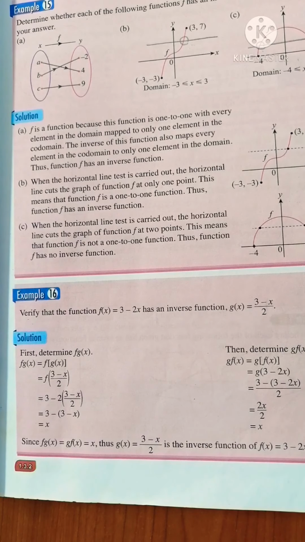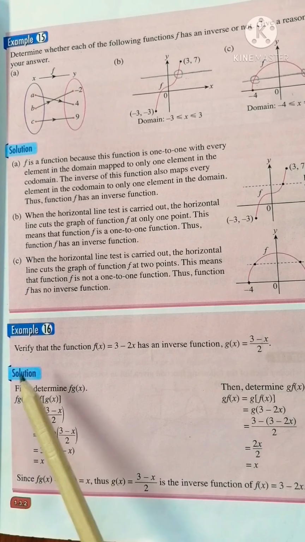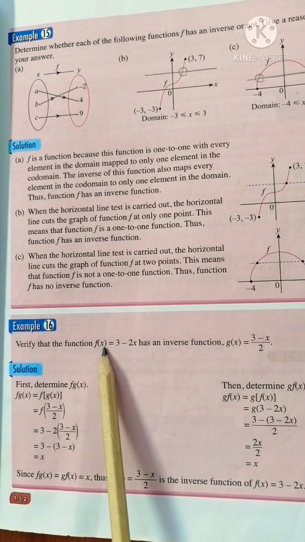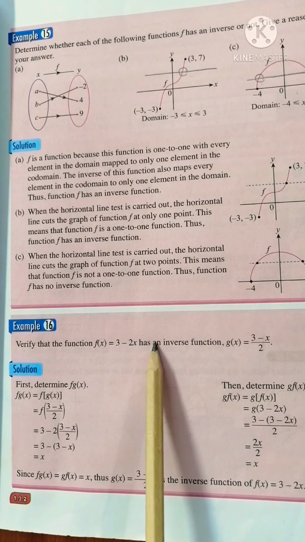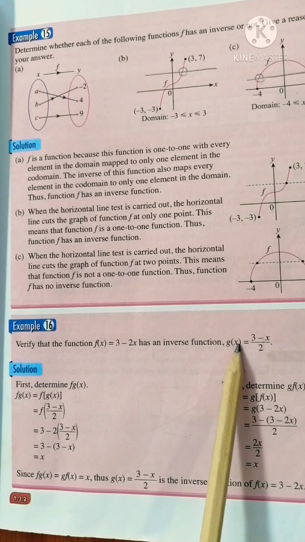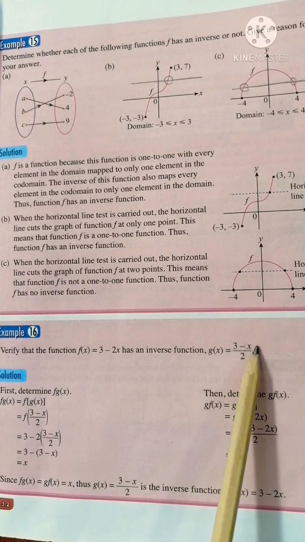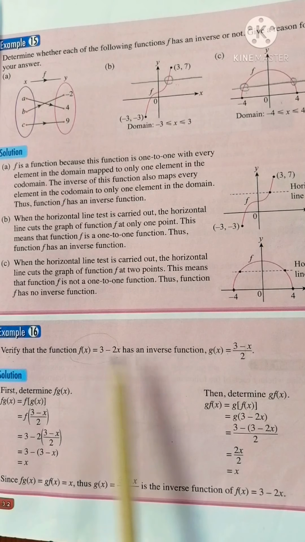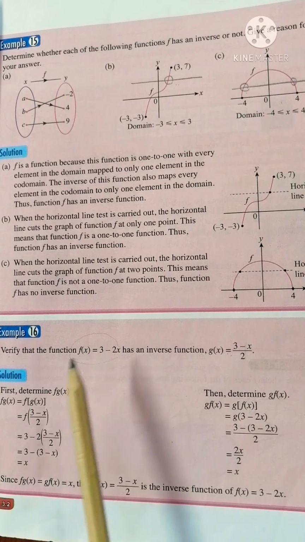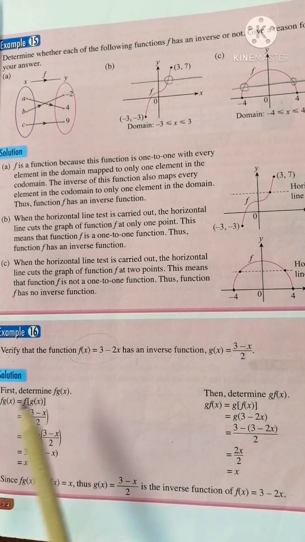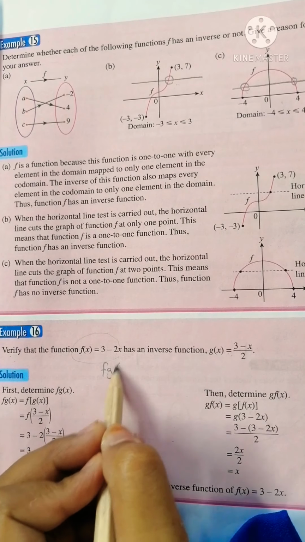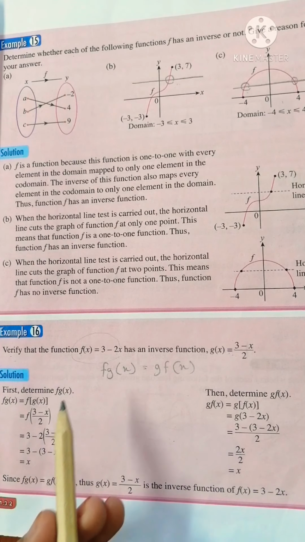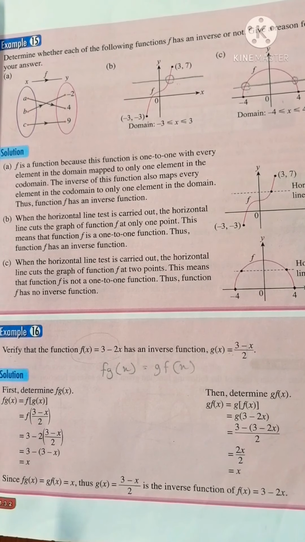Example 16: the question asks you to verify that the function f(x) equals 3 minus 2x has an inverse function g(x) equals (3 minus x) over 2. So the question gives you two functions, function f and function g. So you need to apply the composite function. If f(g(x)) equals g(f(x)), then the functions are inverses of each other.